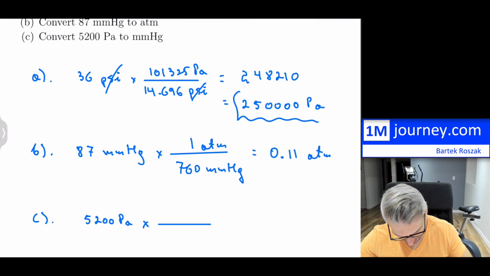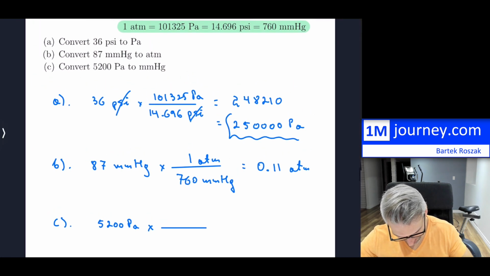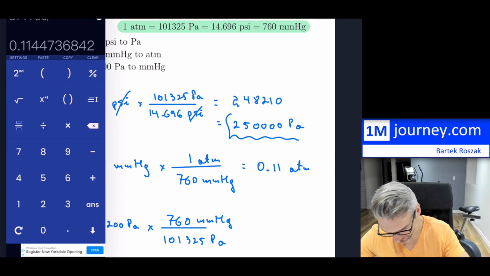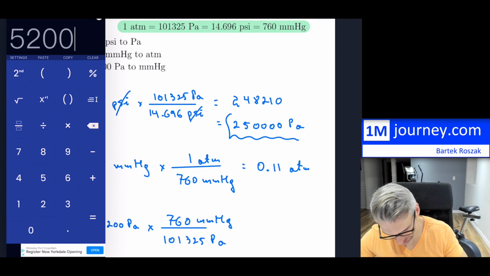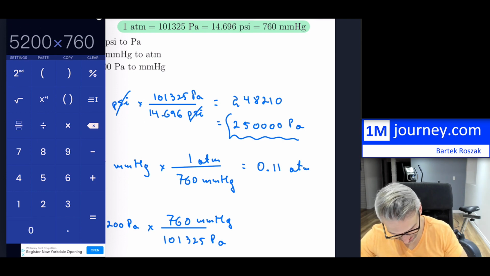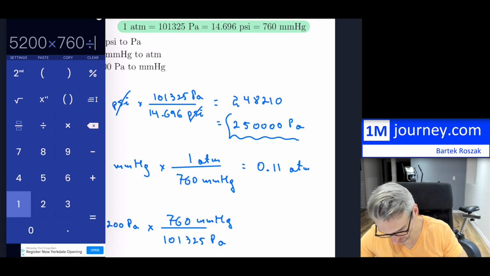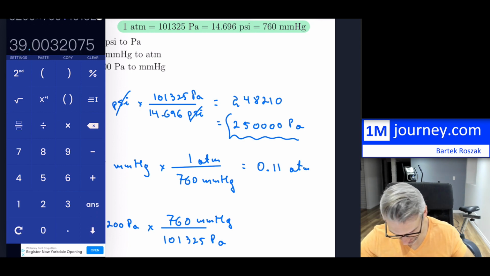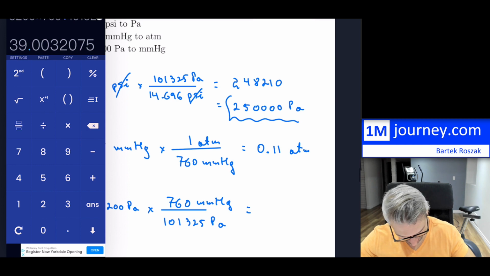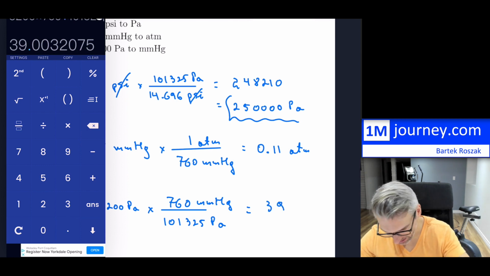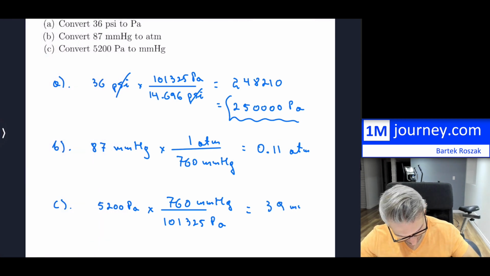So, okay, we've got to go back in. Pascals is going to go in the denominator, and we have millimeters of mercury in the numerator. All right, so that's what we have there. So 5200 times 760 divided by 101,325. Okay, and this is 39 millimeters of mercury, to two significant figures.